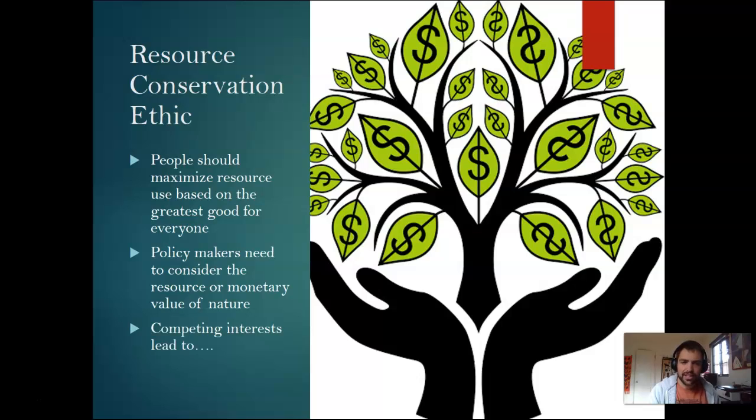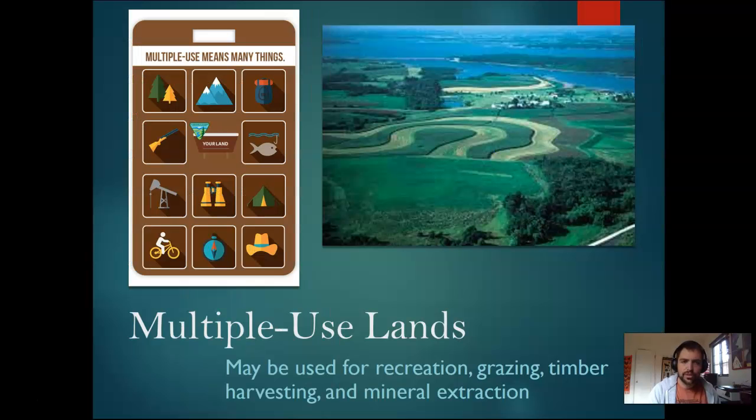And competing interest in the land leads to multiple use lands. So that's land that's used for recreation, grazing, timber, harvesting, and mineral extraction. So there's a lot of land that's designated in this, and it can mean that it can be used for a lot of different things.